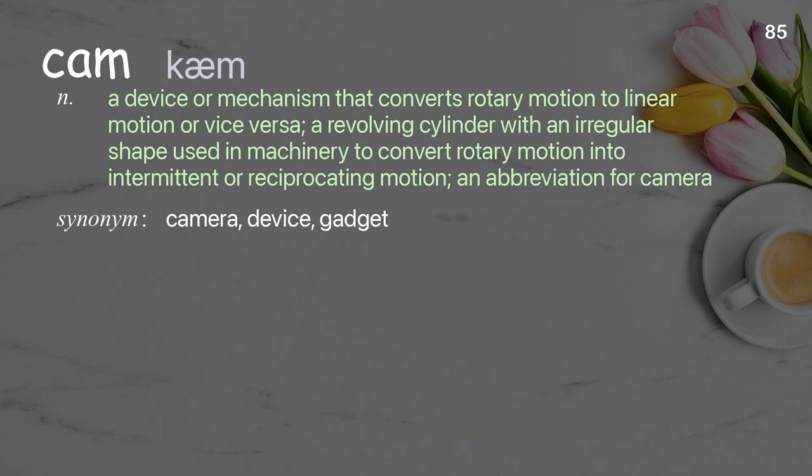Cam. A device or mechanism that converts rotary motion to linear motion or vice versa. A revolving cylinder with an irregular shape used in machinery to convert rotary motion into intermittent or reciprocating motion. An abbreviation for camera.